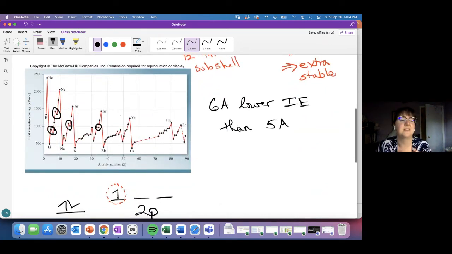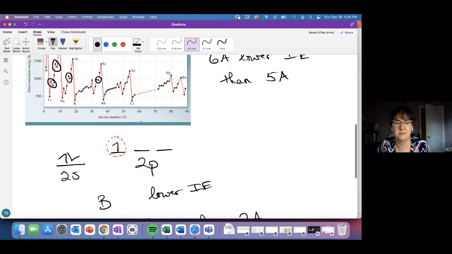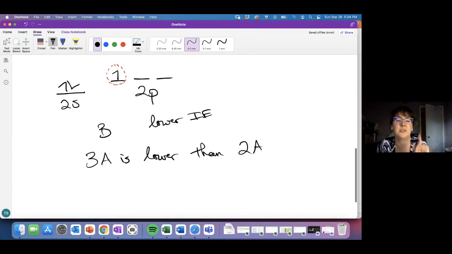So yes, we will pay attention to the S block and the P block, because those are nice, neat, and even. And if you guys are ever curious, I think it's a junior level class called Inorganic Chemistry, not organic, but inorganic, that does lots of stuff with the transition metals. Super fun, by the way, but different class. So yes, 3A lower than 2A, this one you can also handle. This one's totally fine. We'll leave the D block out of ionization energy trends.